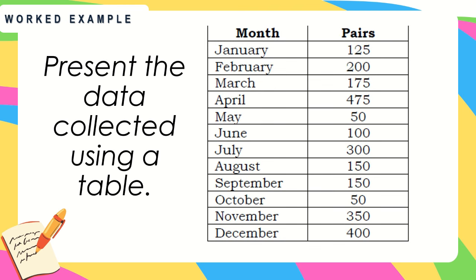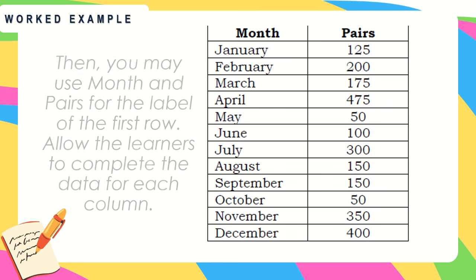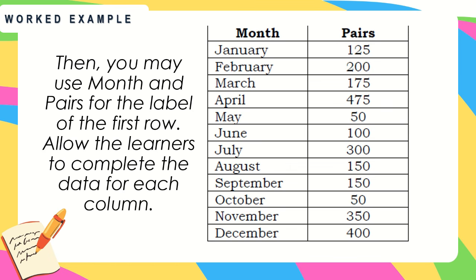Present the data collected using a table, just like the illustration given. For the first column, we have month, and for the second column, we have pairs. You may use 2 columns for the month and number of pairs sold and 13 rows. First row for the label and the remaining rows for the months. Then, you may use month and pairs for the label at the first row.